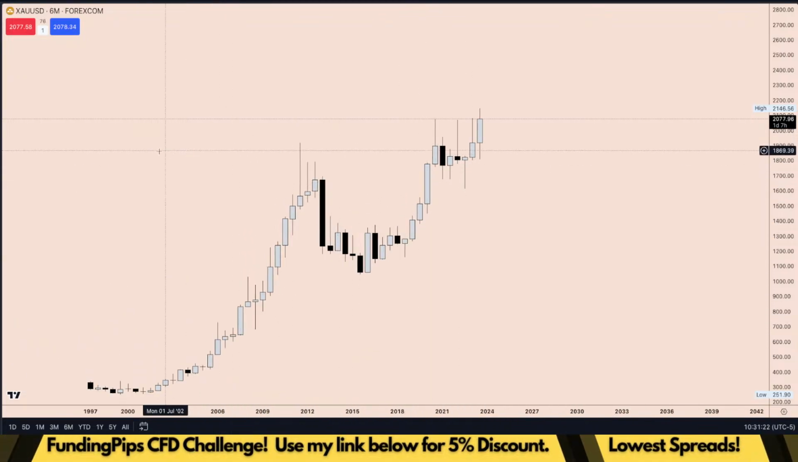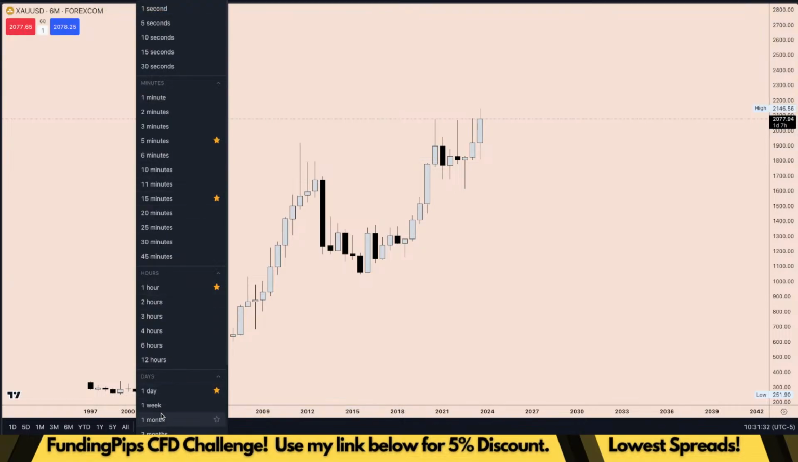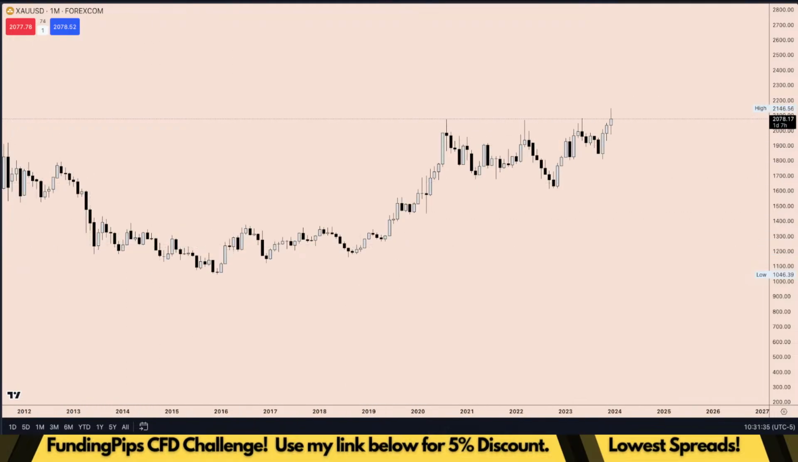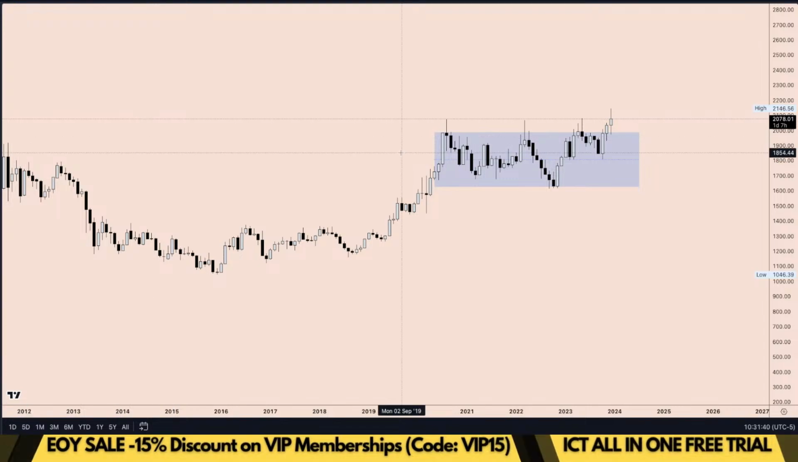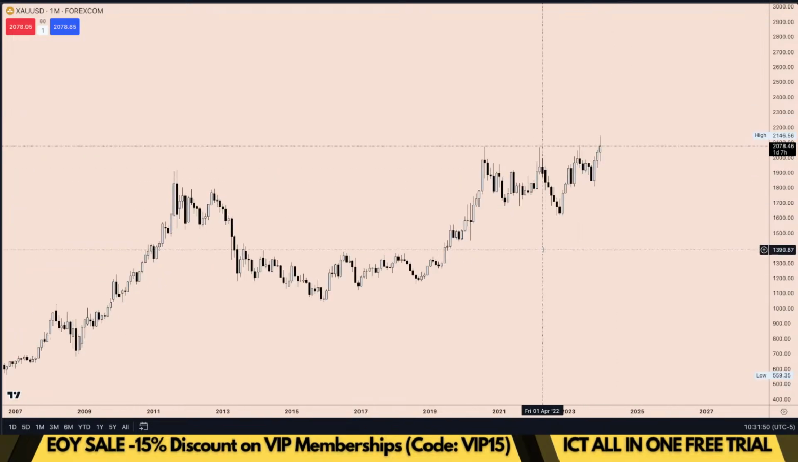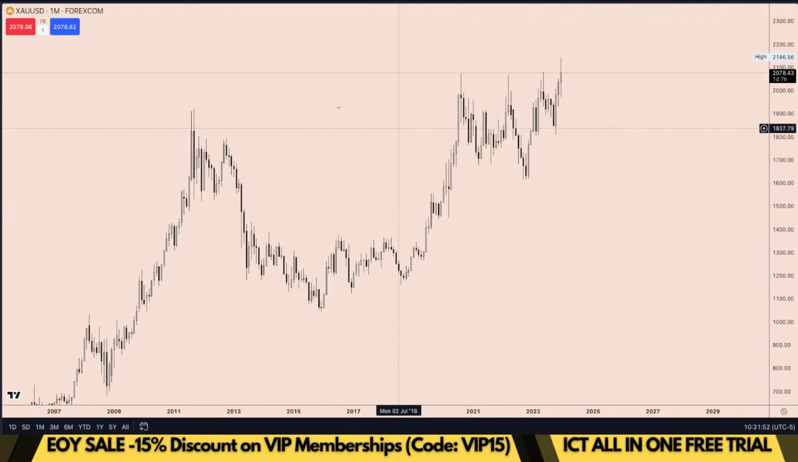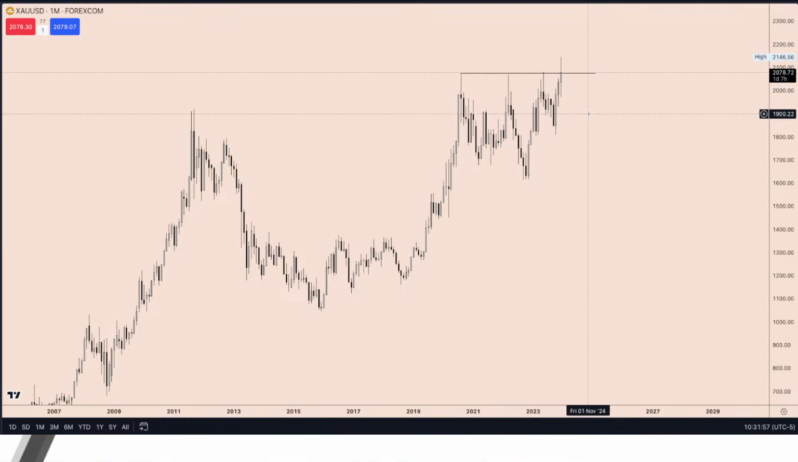Let's take a look at the 6 month. Bigger picture outlook. We basically went sideways for the past 915 days. If we look at that on the monthly time frame, it's been going sideways for 41 months basically, not really going anywhere. So that's gonna be really interesting, what happens now here on gold. We took out those equal highs right here. See if we can close above that.